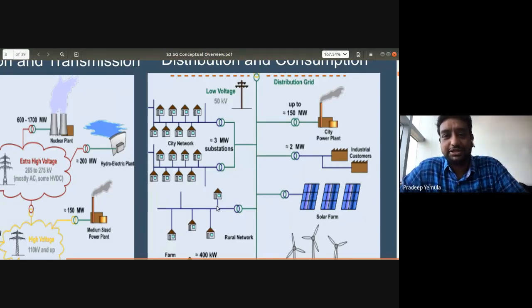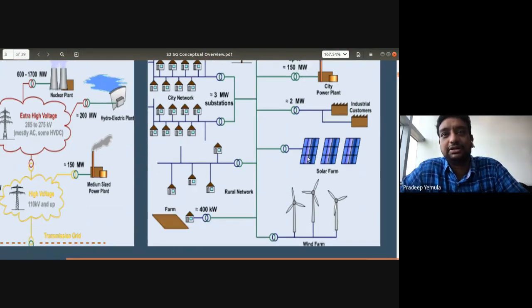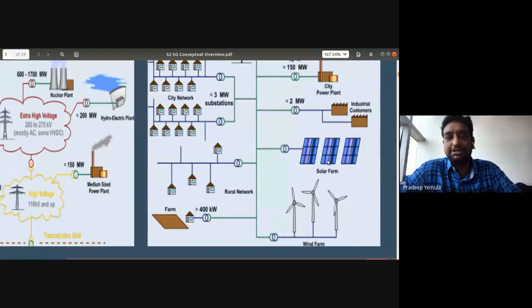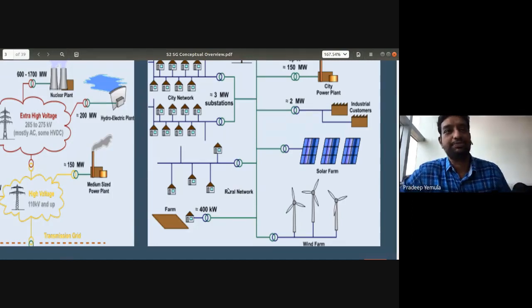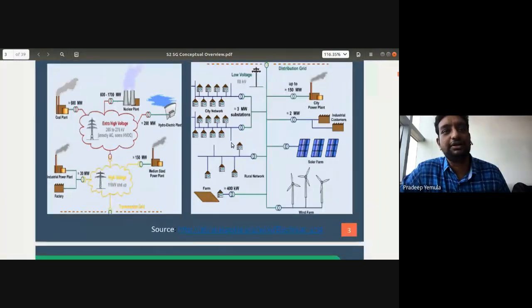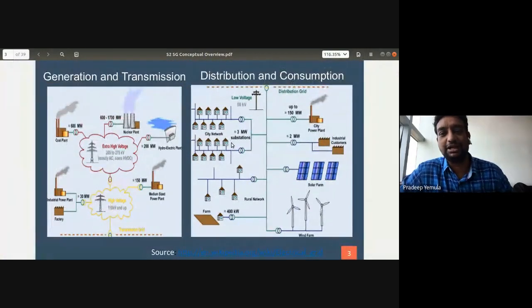On the left side, you can see a city, and inside the city there are a lot of houses, and the power is distributed there. On the right side, you can see industrial customers might be there, or a city level generation plant might be there. If you go down, you can also have a solar farm where solar power is generated, and a wind farm where wind power is generated. Similarly, there could be a rural network, which means it is slightly more spread out compared to an urban network. So this is the general structure of the power system layout.